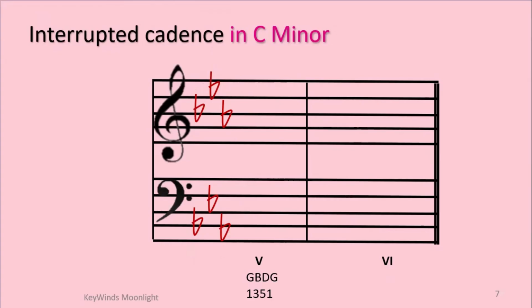But there's one small change in interrupted cadence. Usually, I told you to double the root. Always I told you to double the root. But in interrupted cadence, in chord 6, you have to double the third. Here we go. A, C, E, C. Instead of doubling the root, you have to double the third in here, right?